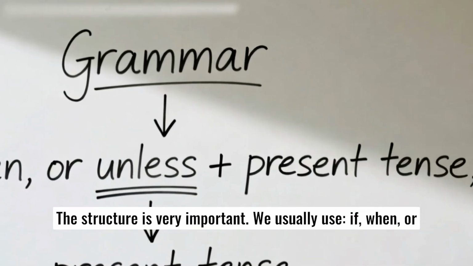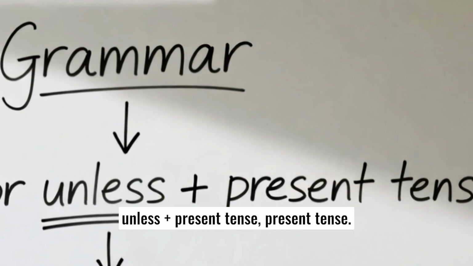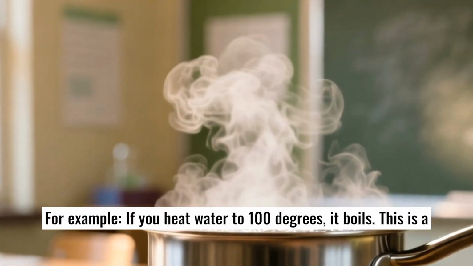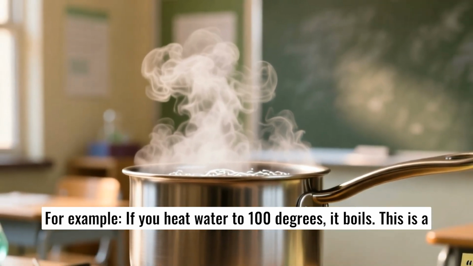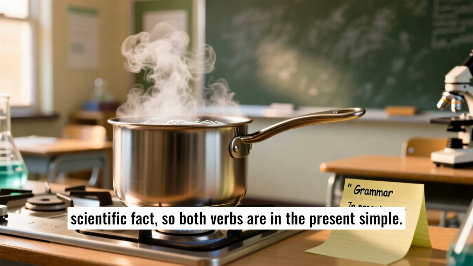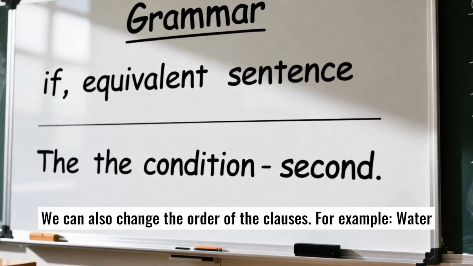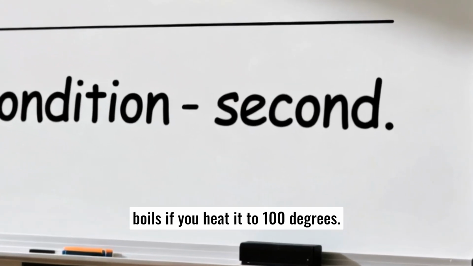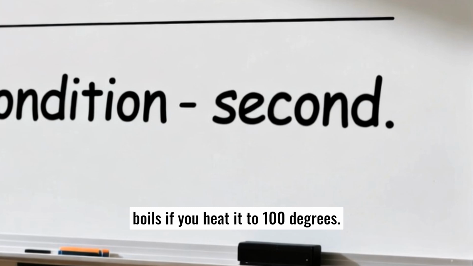We usually use if, when, or unless, plus present tense, present tense. For example, if you heat water to 100 degrees, it boils. This is a scientific fact, so both verbs are in the present simple. We can also change the order of the clauses. For example, water boils if you heat it to 100 degrees.